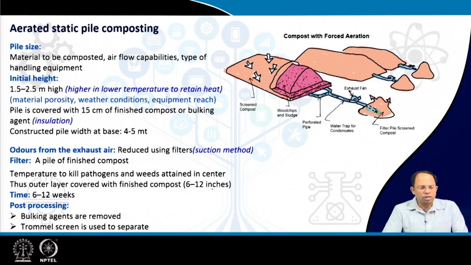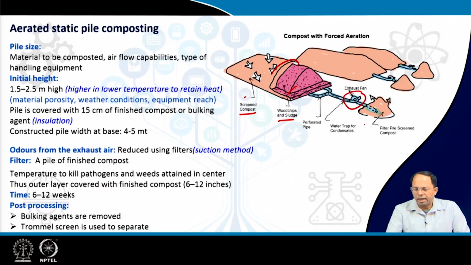Now this is how it looks. The pile size is like this. It is covered by a compost layer which creates the insulation, and this compost is mixed with wood chips and all this, and perforated pipes.